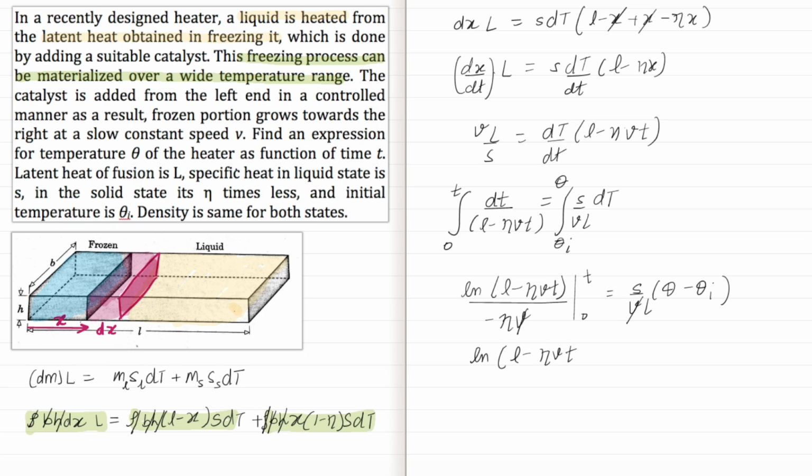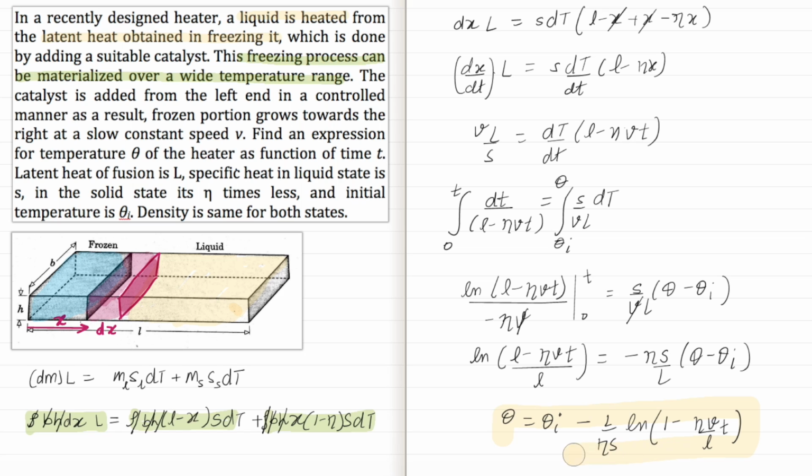Lower limit, if we put it as 0, we will have ln L, and ln A minus ln B is ln A by B. So we have ln of (L minus eta V t) divided by L is equal to minus eta S by L into (theta minus theta initial). So theta is nothing but theta initial minus L by eta S ln(1 minus eta V by L into t). So this is our required result, theta as a function of time t.